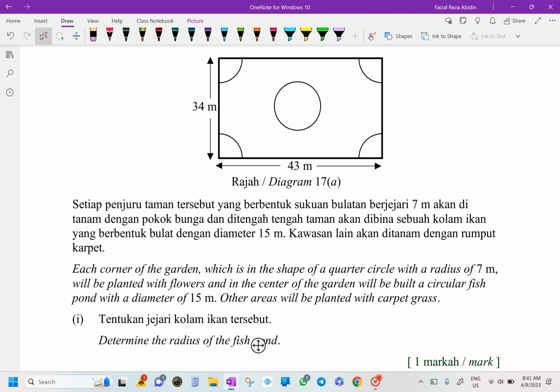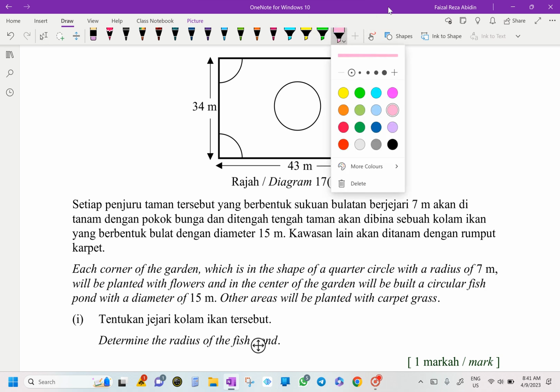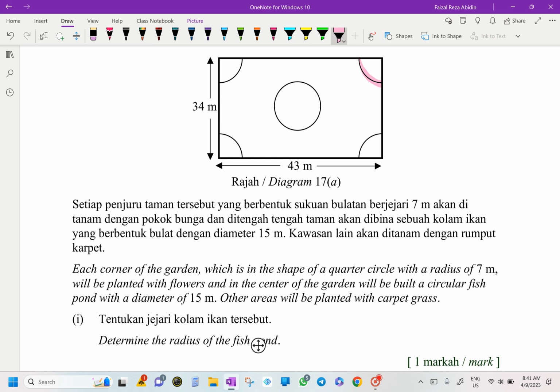Each corner of the garden, which is in the shape of a quarter circle, with a radius of 7 meters, will be planted with flowers. Every quarter here is going to be a 7 meter radius, isn't it? Yes, all the corners there. That's going to be for our flowers.